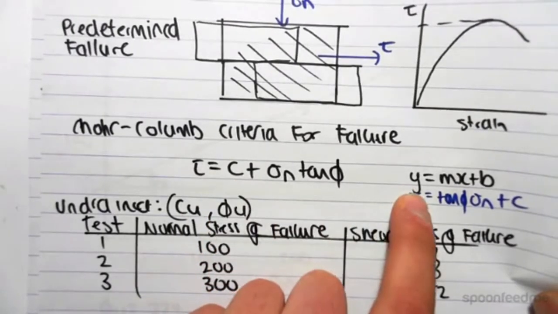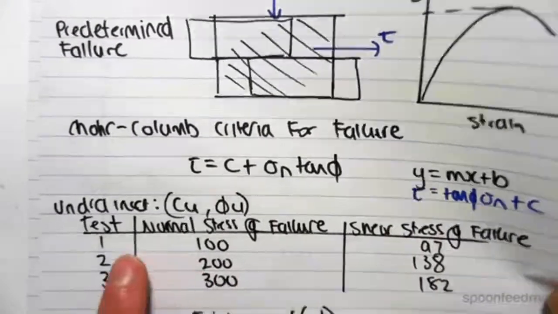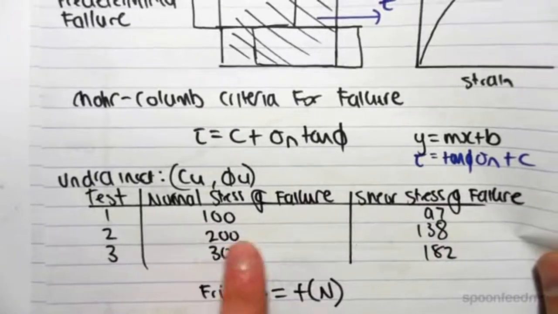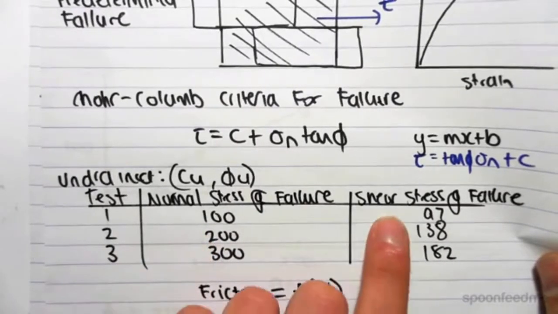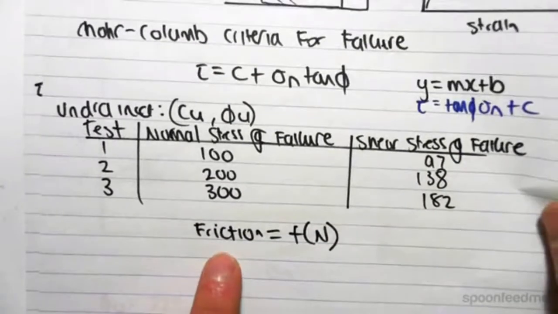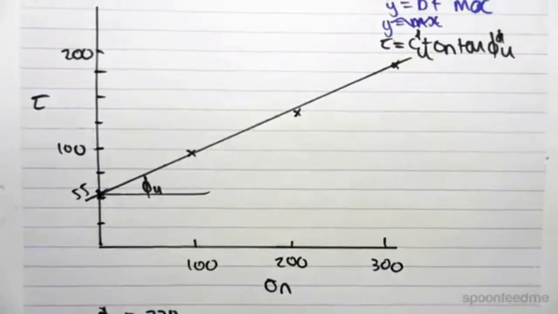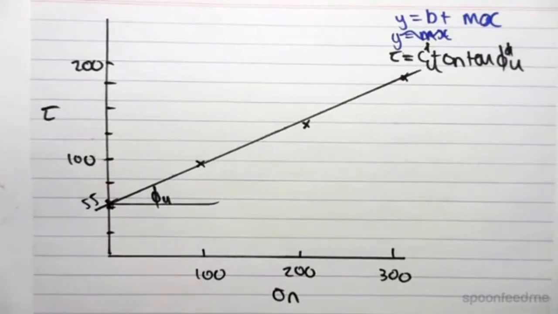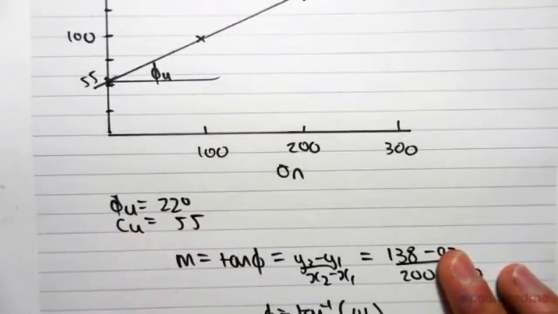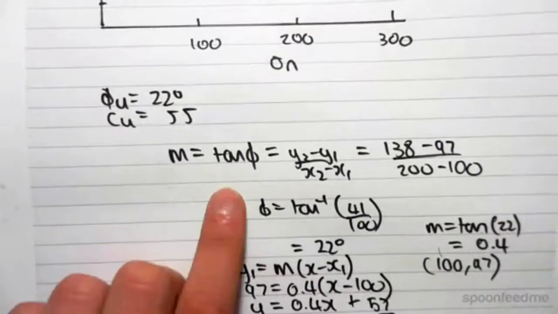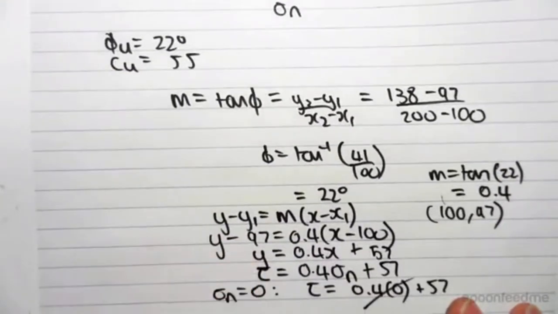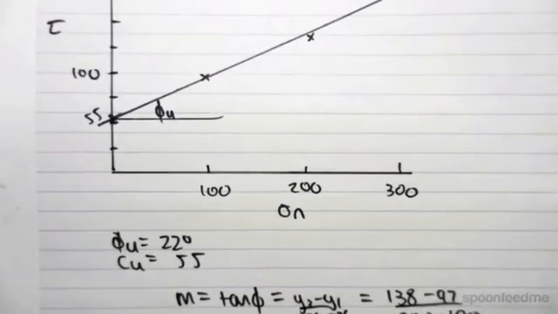We saw that this is the same as y equals mx plus b. We did a test where we had normal stresses against shear stresses, and we said that as we increase the normal stresses, the shear stresses increase because it's dependent on the friction. We then drew a graph of normal stress against shear stress. We measured off the values for phi u and cu, and then we could have found it also by doing a more technical approach by using gradients and y-intercepts. As you can see, the graphical method is a lot simpler.